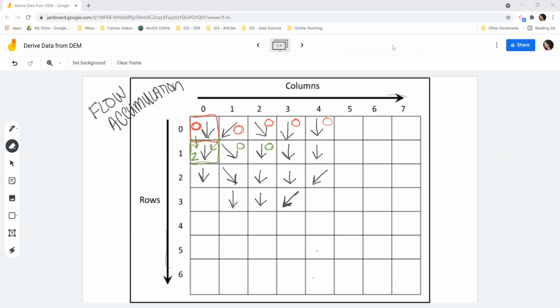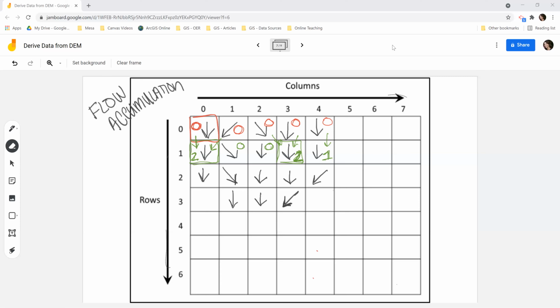Same again, when we move one to the right, no cells flowing into it. But here you can see again, we've got 1 cell flowing into it from here and 1 cell flowing into it from here, from the northwest. So we can give this a value of 2, accumulating 2 cells. Over on our last cell in this first row, in the 4th column, we have just the 1 cell flowing into it. Give that a good old 1.